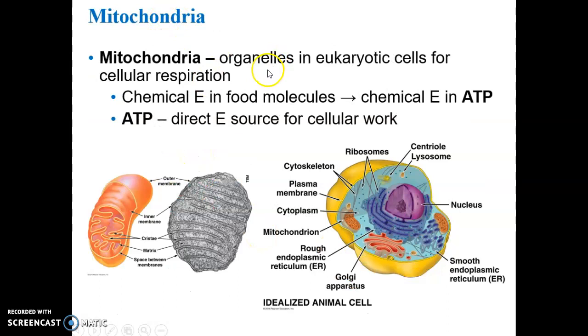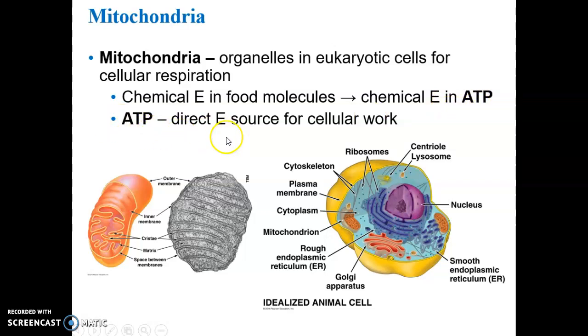So mitochondria are organelles in eukaryotic cells, I messed that up, that are involved in cellular respiration. So what happens in cellular respiration is that the chemical energy in food molecules, and we will consider just blood sugar, glucose at this point, gets broken down at the mitochondria, and the chemical energy in glucose gets converted and put onto the chemical energy of ATP.